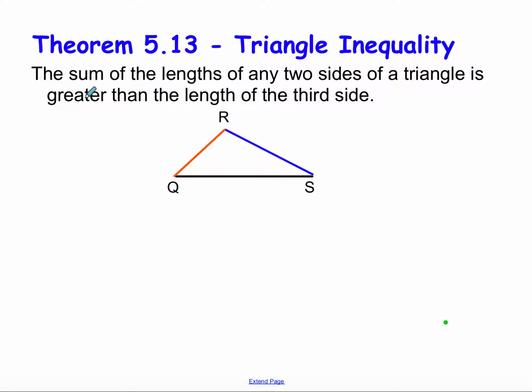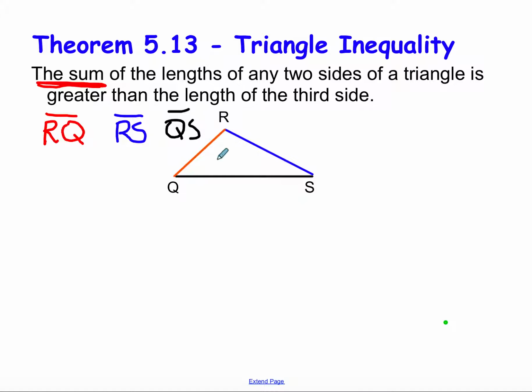So what this theorem is saying is that if I add together the lengths of any two sides of this triangle right here, then the sum of those two sides will always be greater than the third side. So let's do that for this triangle. Here's what this is saying. We're going to call these sides RQ in red, RS in blue, and QS in black.